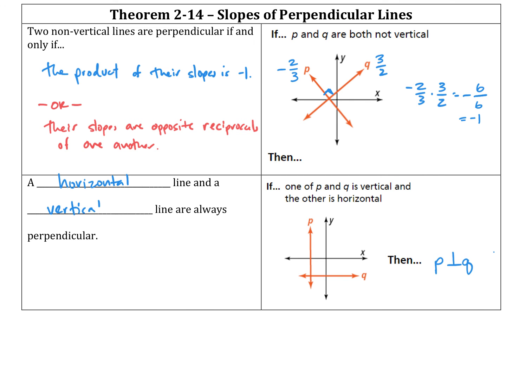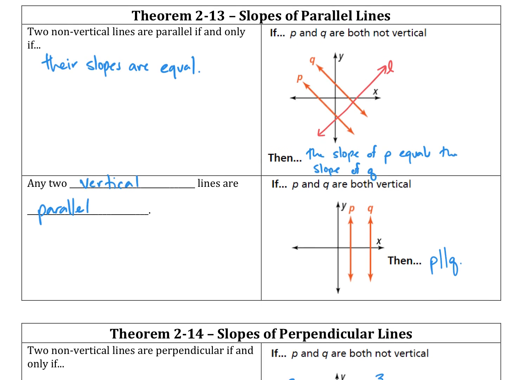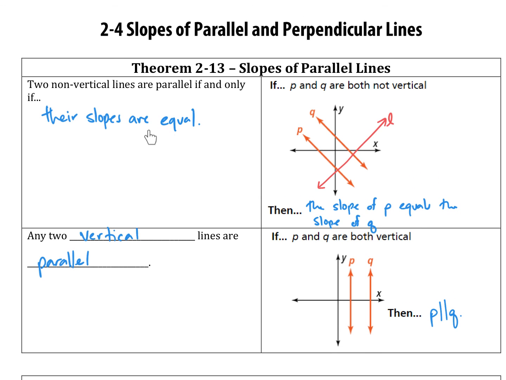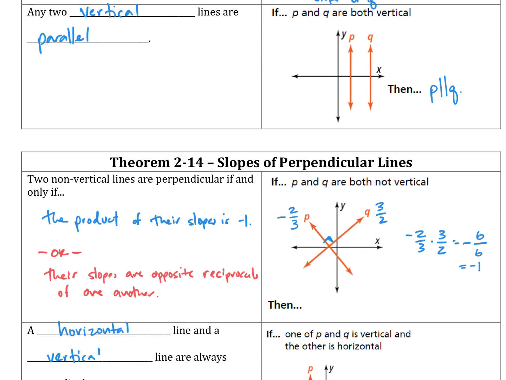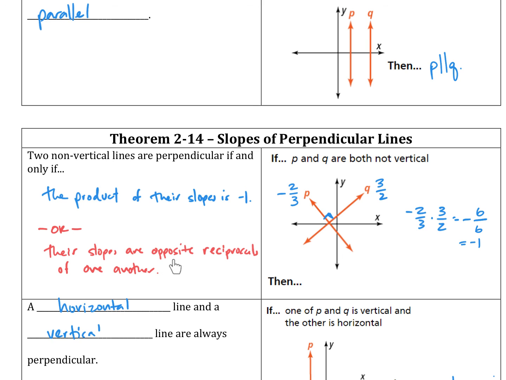So parallel lines have the same slope, equal slopes, but perpendicular lines have slopes that are opposite reciprocals, which means that when I multiply their slopes together, I'm going to get -1.